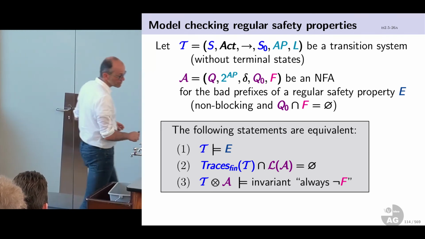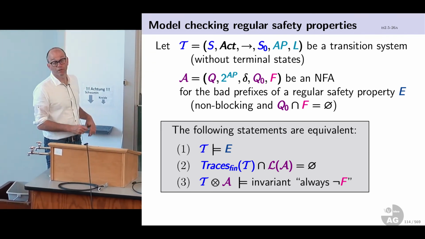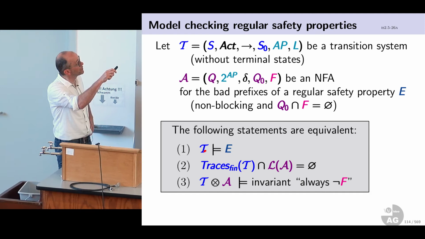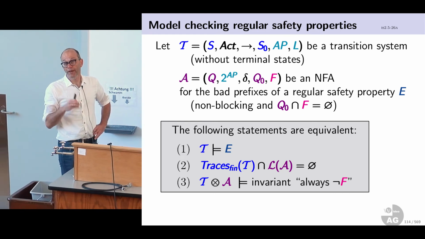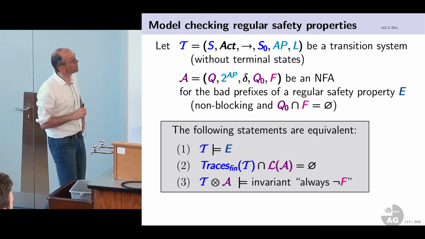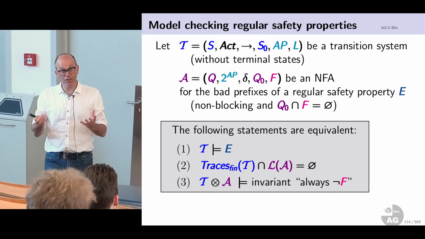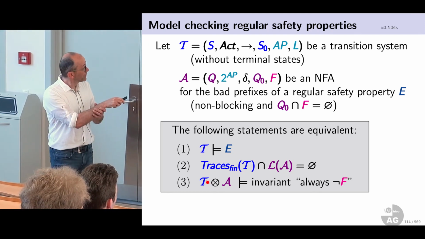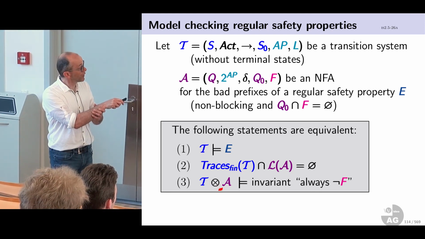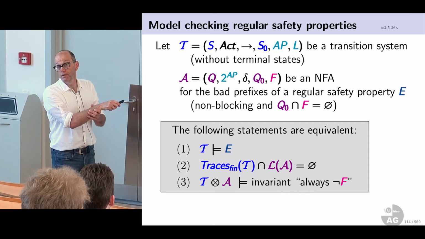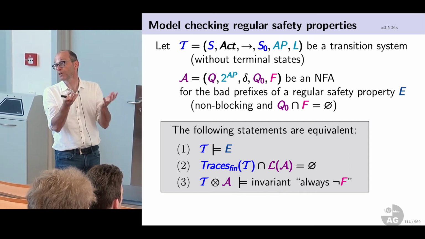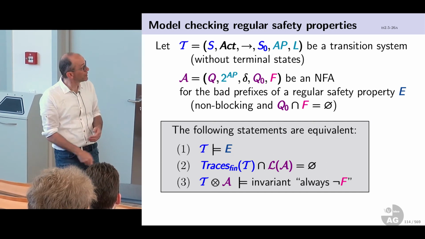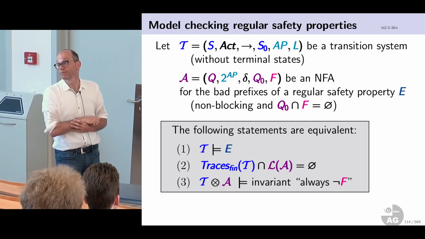Good. So this is the question we were originally confronted with. Does T satisfy the regular safety property or not? Thanks to this theorem, which I'm going to prove in a minute, we can reduce this to the question whether the product satisfies an invariant. And we know invariant checking is easy. It's a depth first search. This can be done in linear time, well, linear in the size of this product.